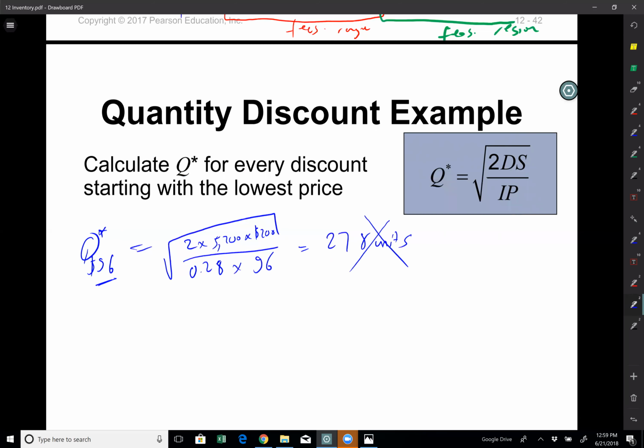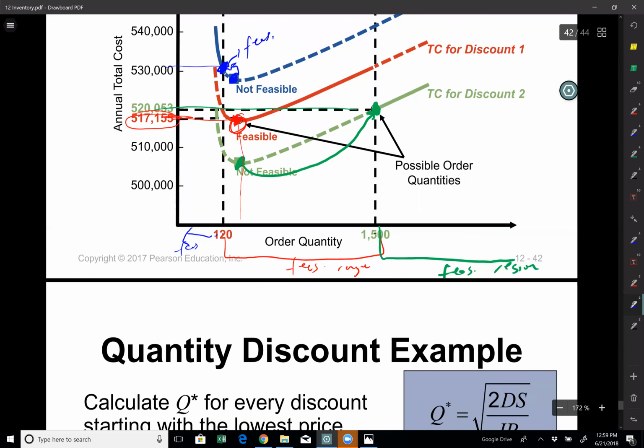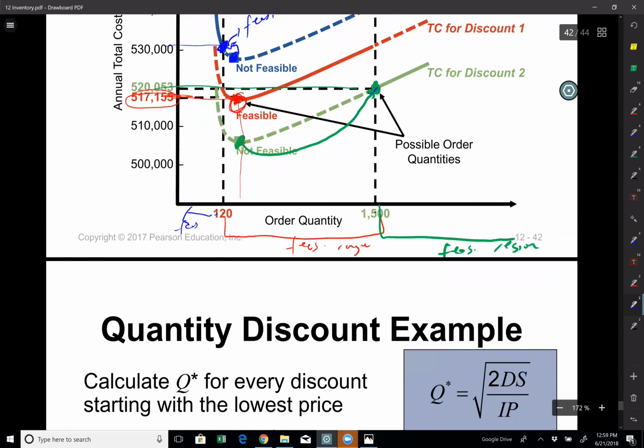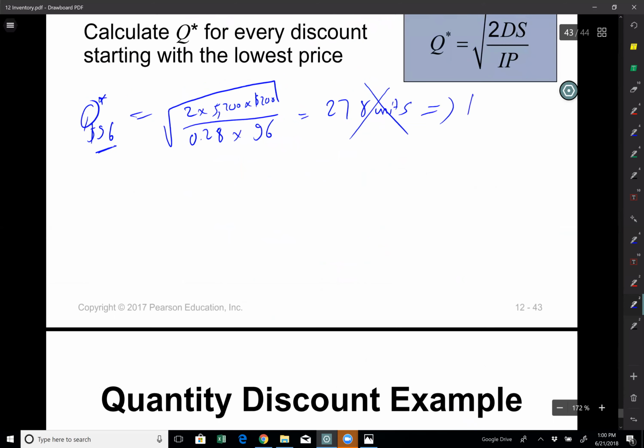So instead of 278, I will replace this value with the best feasible solution, this green dot. I need to find this 1,500, because that's the feasible region that will give me the lowest cost for this function. So instead of 278 for that price range, I will choose 1,500 units, which is feasible. I can plug this into my total cost function and calculate the total cost.